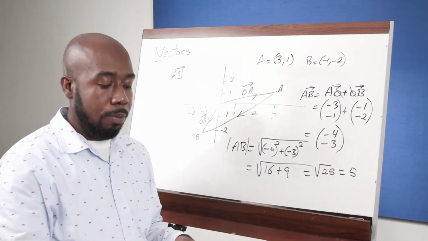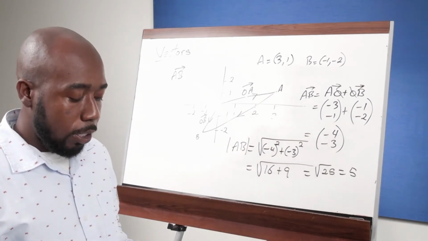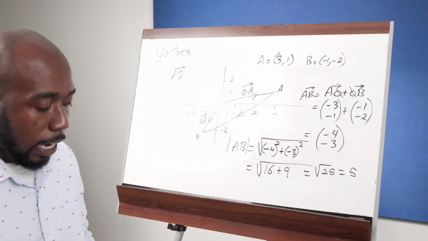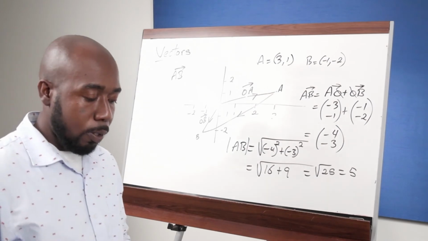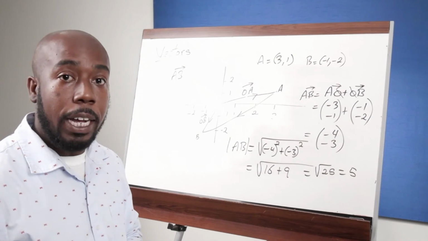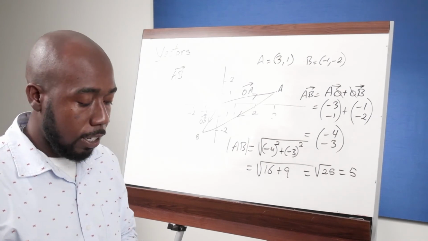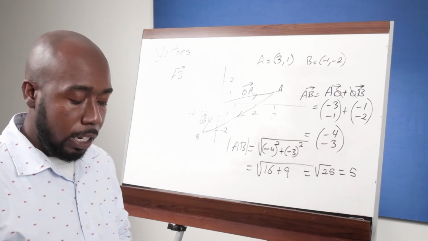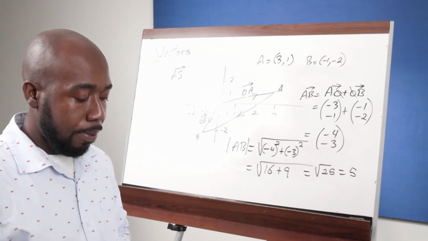Now we're going to get onto something here, vectors and how they are used in geometry. I'm going to walk you through some examples. You may see a lot of these on your past paper questions for CXC, and it's very important that you understand and know how to do them.